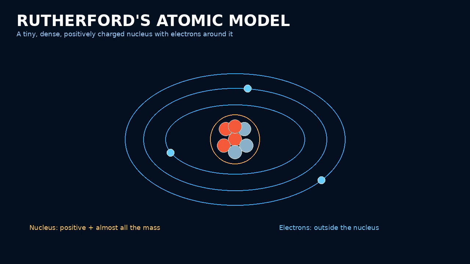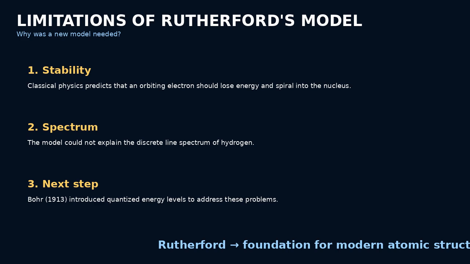Conclusion. So, Rutherford's experiment gave us one of the most important ideas in atomic structure. An atom is mostly empty space with a tiny, dense, positively charged nucleus at its center. Later, in 1913, Niels Bohr improved Rutherford's model by introducing definite energy levels for electrons. And that is how Rutherford's experiment became an important foundation for our modern understanding of the atom.